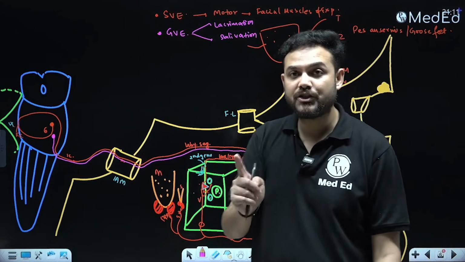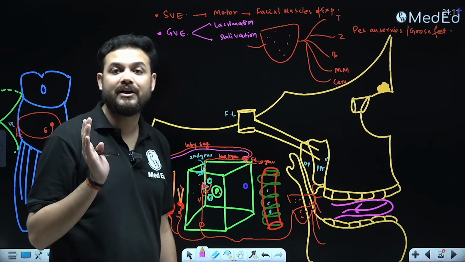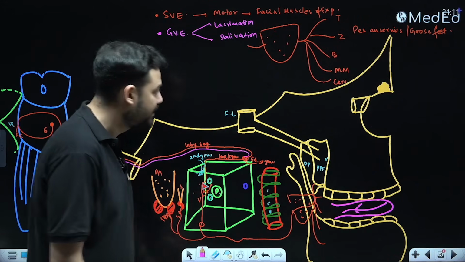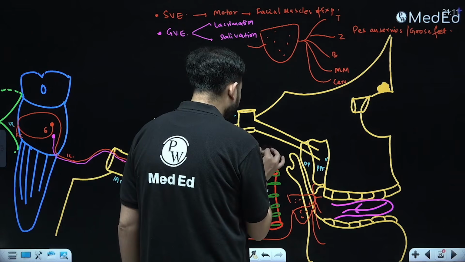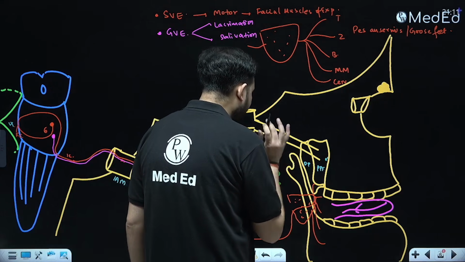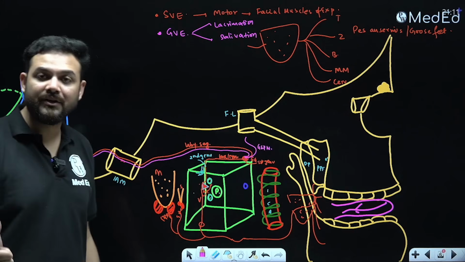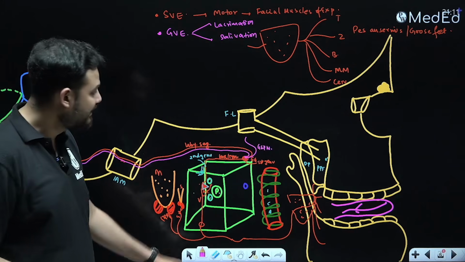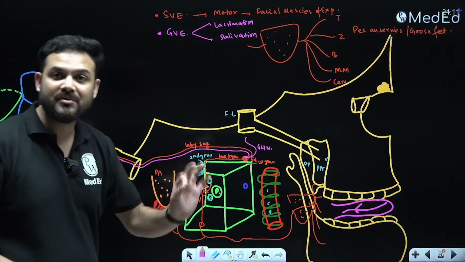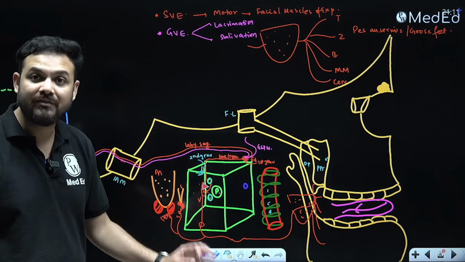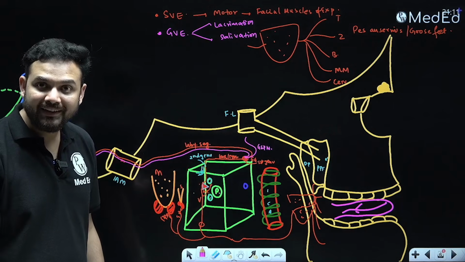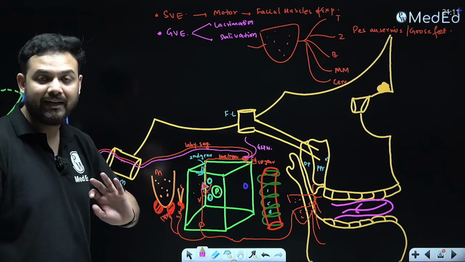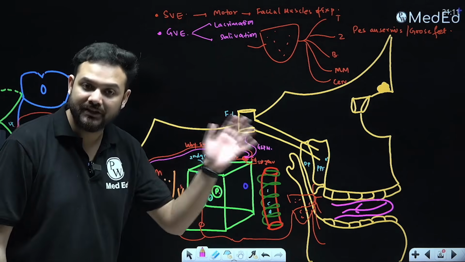The first branch that will be given at the level of the geniculate ganglion from the GVE fibers will be called the greater superficial petrosal nerve. So remember, what is the first branch given at the geniculate ganglion of the GVE fibers? That is GSPN, or greater superficial petrosal nerve, which is the branch of facial nerve GVE fibers, right? And it is given at the level of geniculate ganglion. It is not relaying here, it is giving a branch.